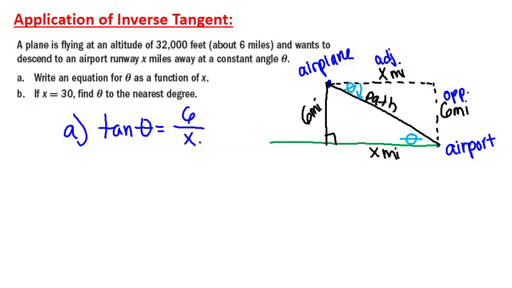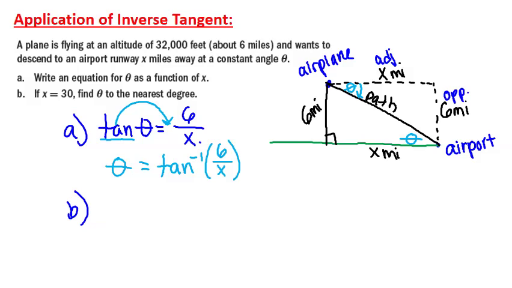But now I want a function of theta. I want to write an equation for theta as a function of x, which means I need theta by itself. To get theta by itself, I need to get this tangent away from it. So I need to move it to the other side, and when I do that, I get inverse tangent. So theta is going to be equal to inverse tangent of 6 over x. So that's part 1, part A, I guess.